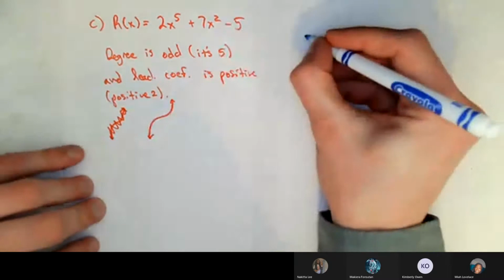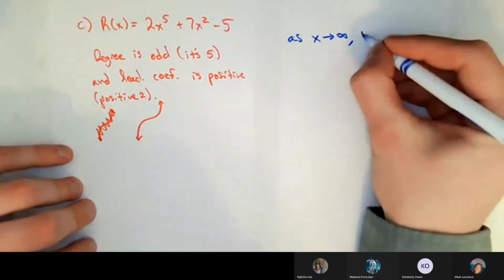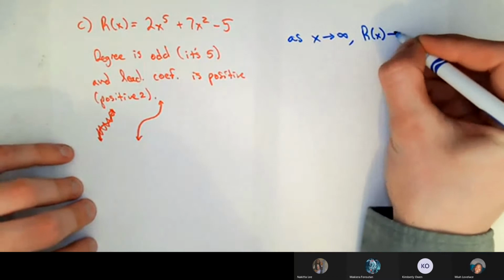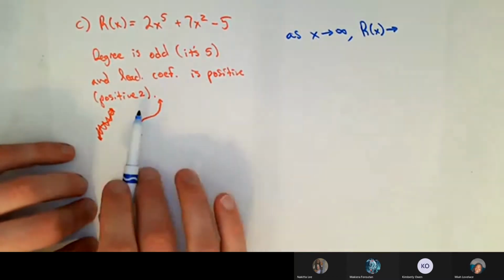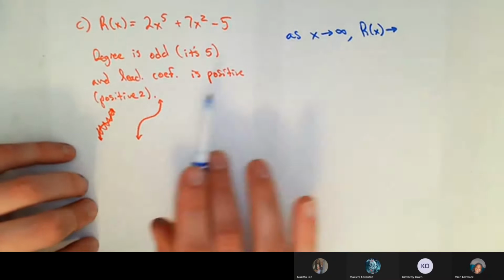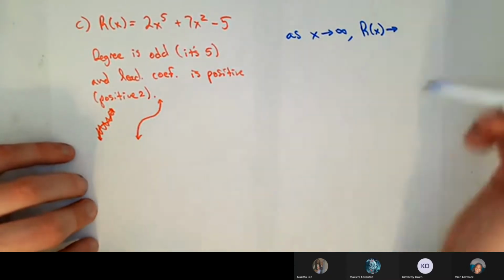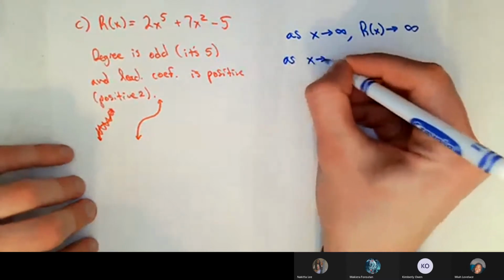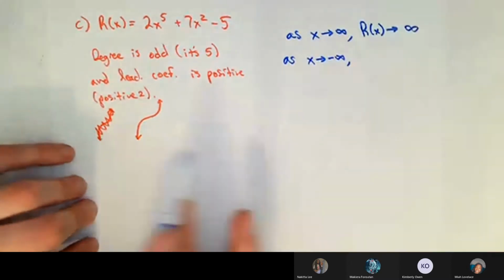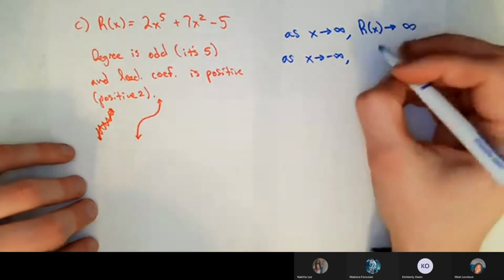So this tells me that as x tends to infinity, r of x is tending to, well, on the right side of the graph, remember x tends to infinity, that's the right side. R of x is pointing up. And then on the left side, r of x is pointing down.